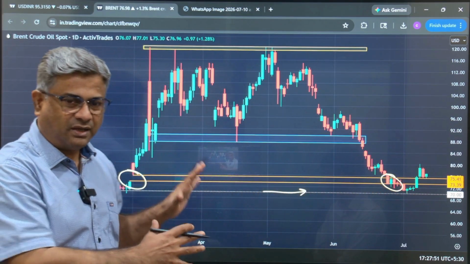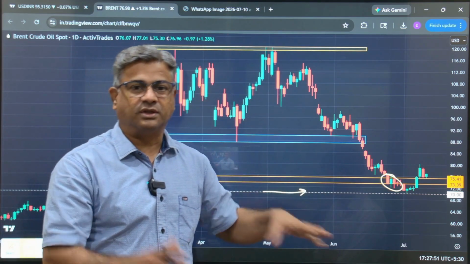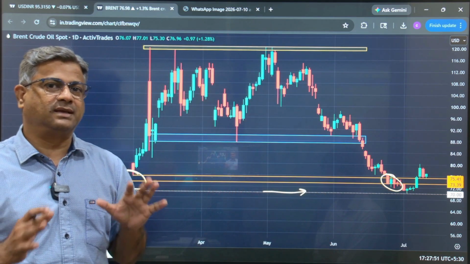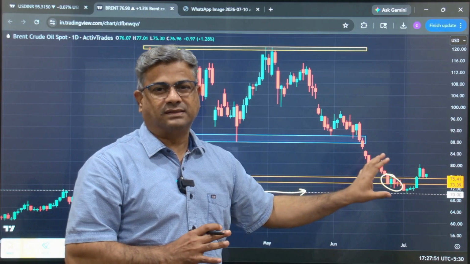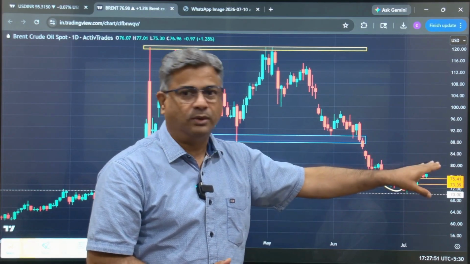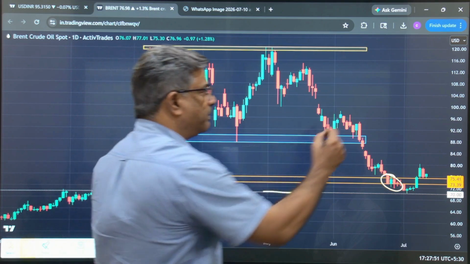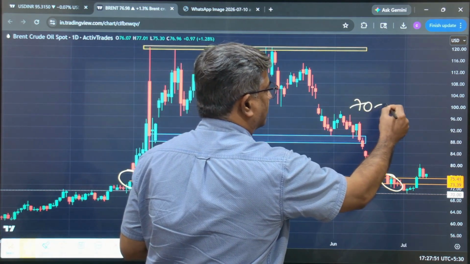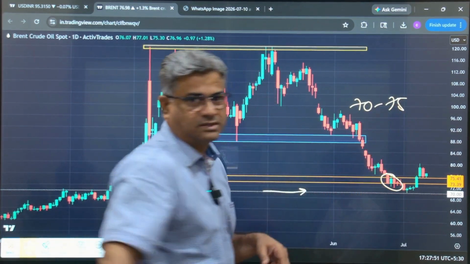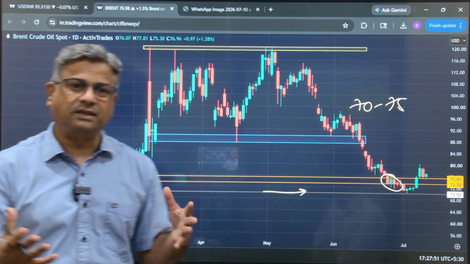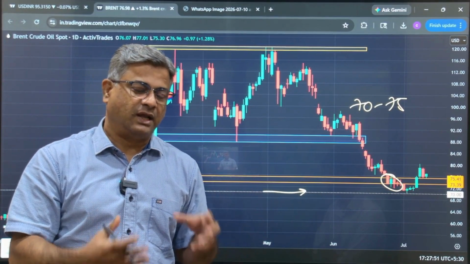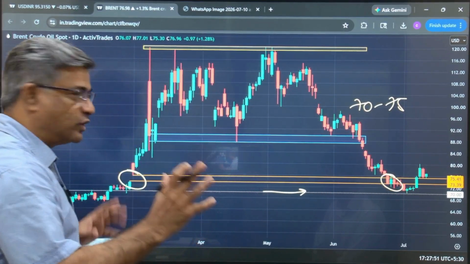But the bottom line for this entire chart formation for the Brent crude prices is that the price is unlikely that it will go below this 70-75 region. Okay, so big support for the crude at 70 to $75 region. Okay, unlikely that the prices will go below this. Now that has big repercussions for dollar INR.